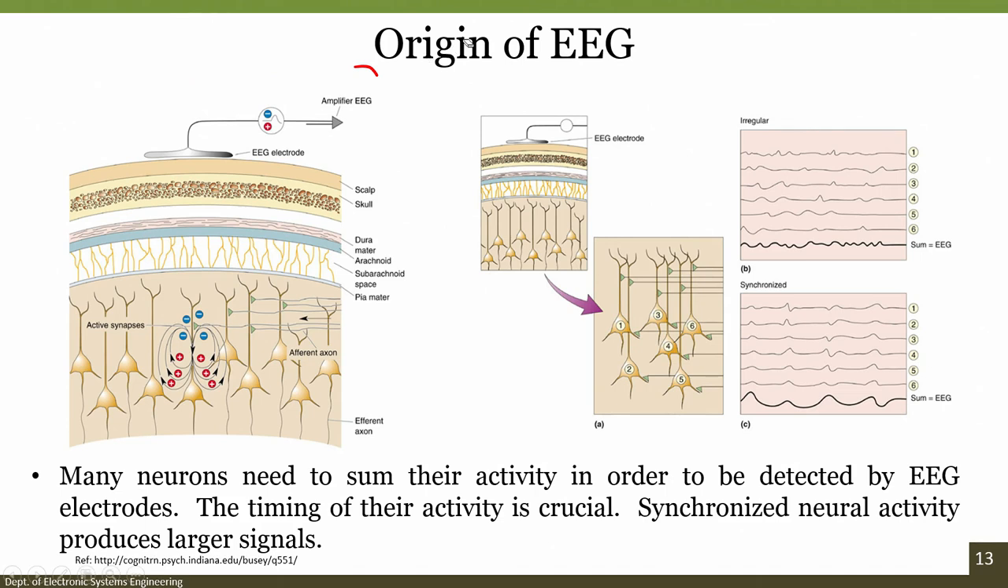causing a change in the signal, which we are measuring through the EEG electrode. And if you see the EEG pattern, this is a sum of EEG from several neurons. This is an irregular pattern, where it is a synchronized one. So many neurons need to sum their activity in order to be detected by EEG. The timing of their activity is crucial, and synchronized neural activity produces a large signal.